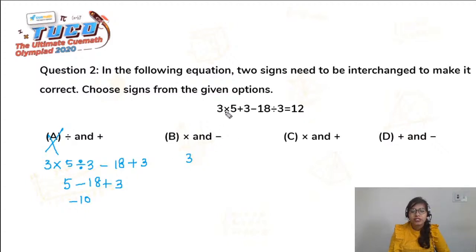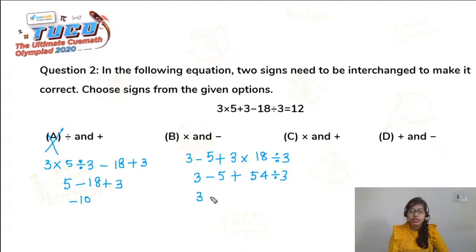So 3, in place of multiplication, I'm going to put a subtraction. 3 minus 5 and plus remains as it is, 3. And then in place of subtraction, I'm going to put a multiplication, 18 divided by, so this remains as it is. Let's see if this gives us the result. So this is going to give us 3 minus 5 plus 54 divided by 3. Okay, and we know that 54 divided by 3 is going to give us 18 again. So 3 minus 5 plus 18.